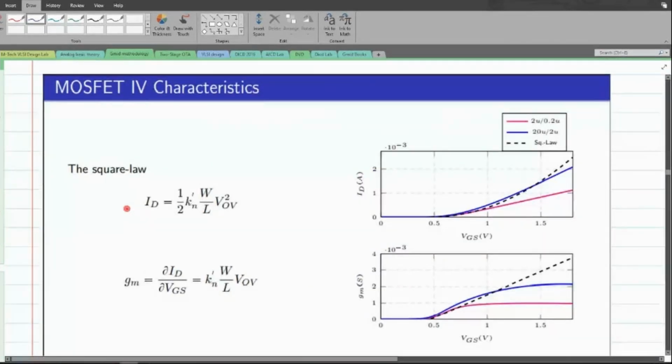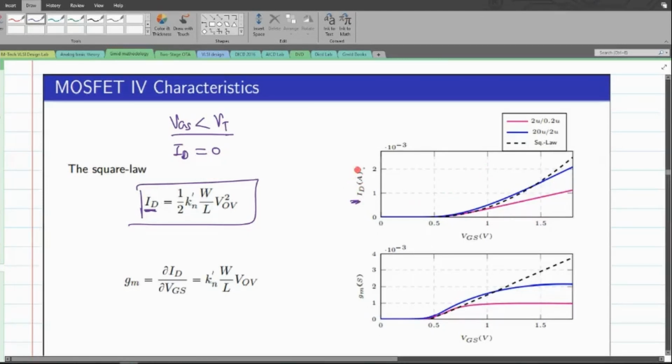I've just written down the square law relation towards the left side, and also I've represented the corresponding current components towards the right side. What is important is that we know that the current ID is proportional to VOV square. So based on this, when I try to plot the graph, you would see that there is a kind of square law that has been used with a black dotted line, whereas I have used two different channel lengths and widths for plotting the same current graph over here.